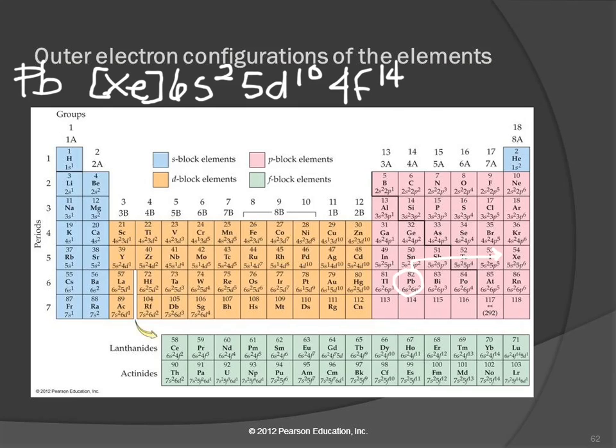So, back to this. So 4F14, we were going across here. This was 6S2. This is 5D, but then there's this thing in here, so we had to include that. And we finished up the D, and then we're back to 6S2.